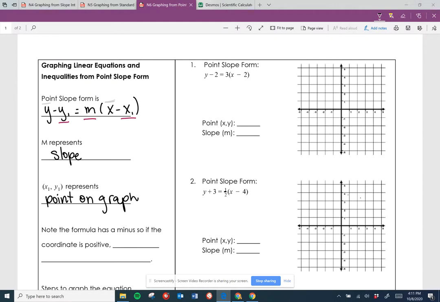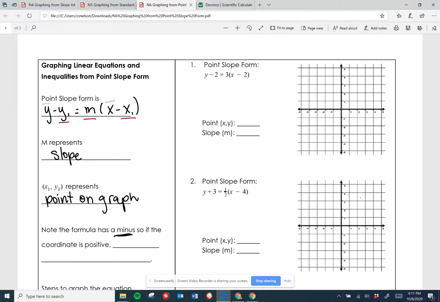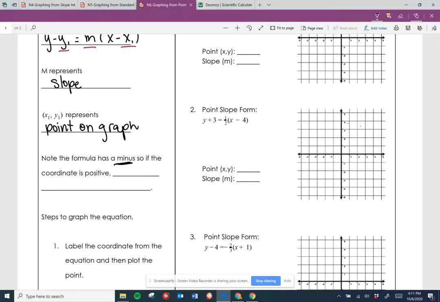Right? Note the formula has a minus, okay? So if you see something that is plugged in there as a positive, it means that a negative number was substituted into the formula.